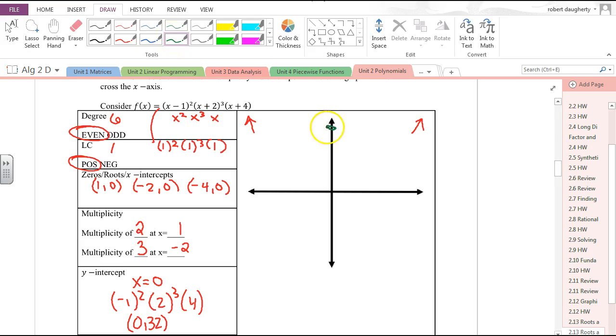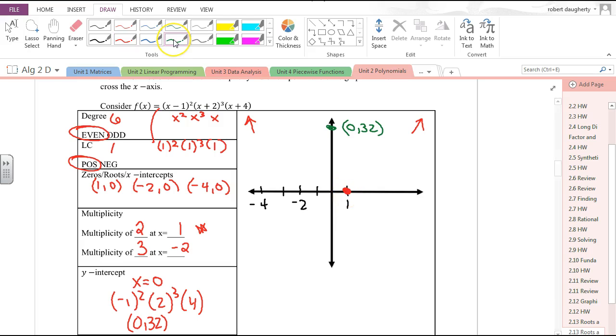So 0, 32 is my y-intercept. My x-intercepts are going to happen along the x-axis at 1, 0, negative 2, 0, and negative 4, 0. Now, the multiplicity will inform what happens. The multiplicity of 2 at x equals 1 is an even multiplicity, so I will not cross the graph at x equals 1.